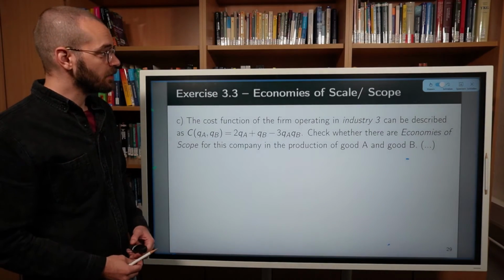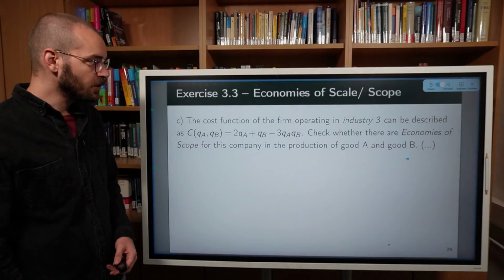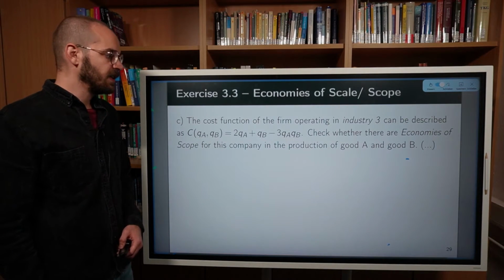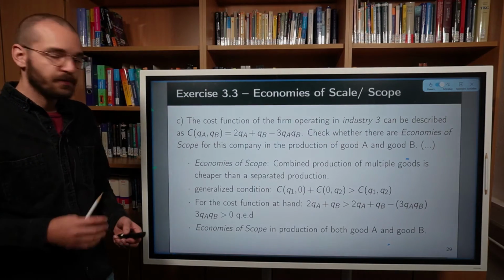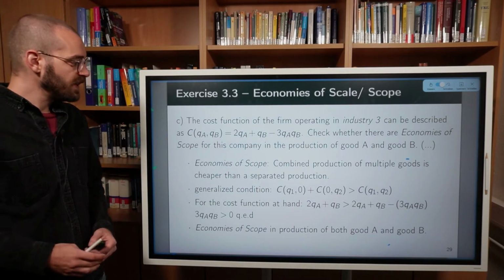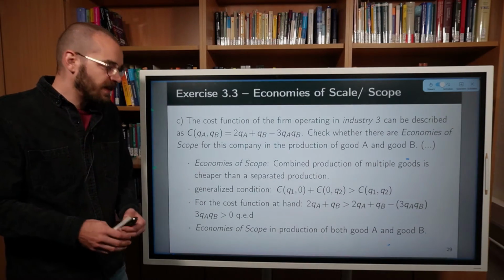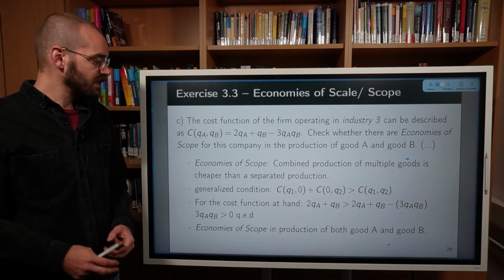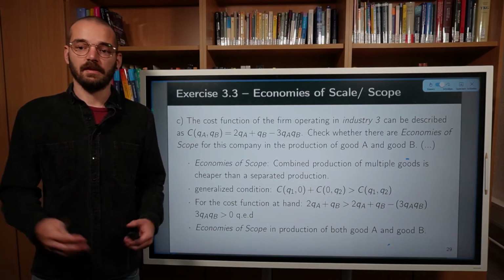This is of course needed when we want to have a look at economies of scope. So we are asked to check whether there are economies of scope for this company in the production of good A and good B. Let's first briefly talk about economies of scope. What we mean when we're saying economies of scope is that the combined production of multiple goods, or in this case 2 goods, is cheaper than separate production, right? That's why we call it economies of scope.